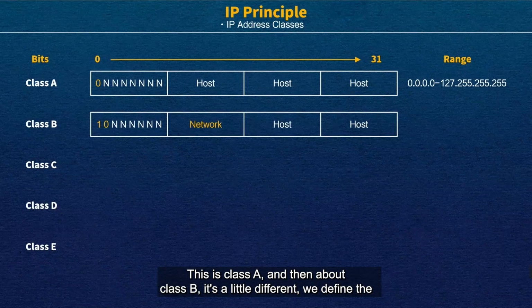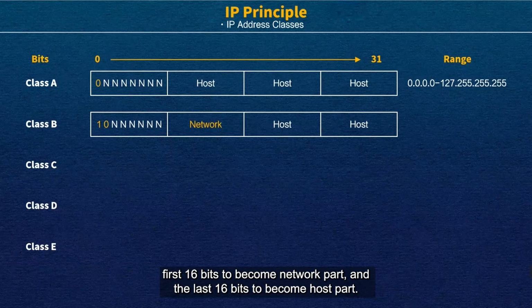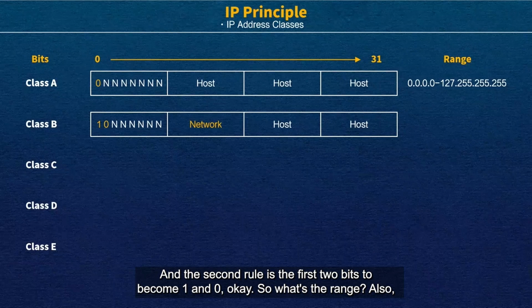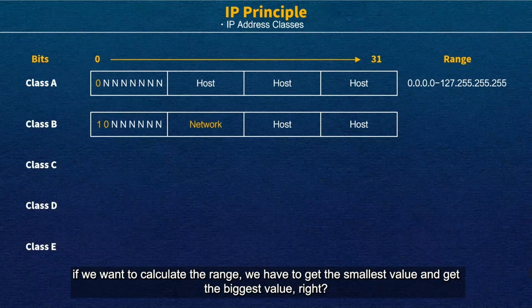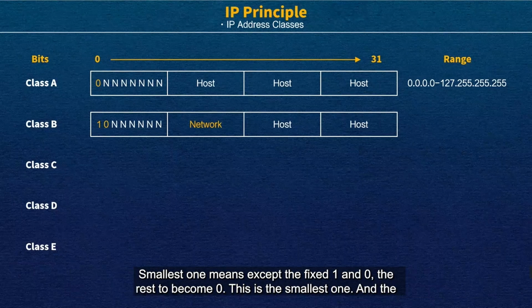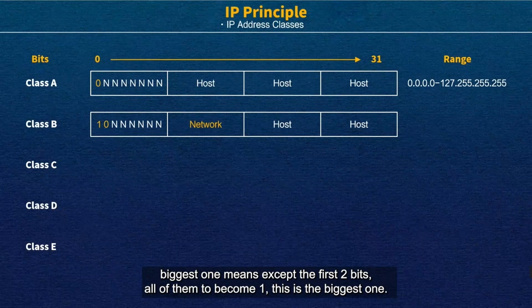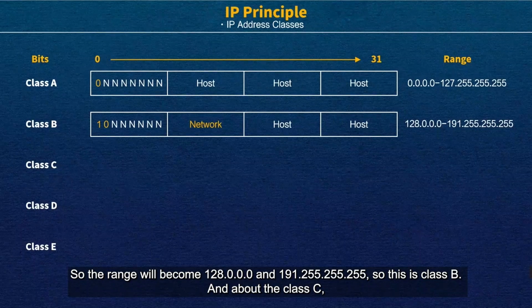And then about class B, it's a little different. We define the first 16 bits to become the network part, and the rest 16 bits to become the host part. And the second rule is the first 2 bits are 1 and 0. So what's the range? Also, we calculate the smallest one and the biggest one. The smallest one means except the fixed 1 and 0, all the rest become 0. And the biggest one means except for the first 2 bits, all of them become 1. So the range will be 128.0.0.0 to 191.255.255.255. So this is class B.